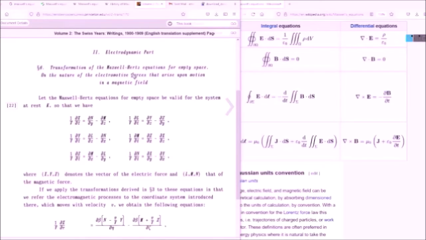Let us now see how Einstein is going to introduce his screwed up theory of relativity that does not have causation other than the speed of light is constant.